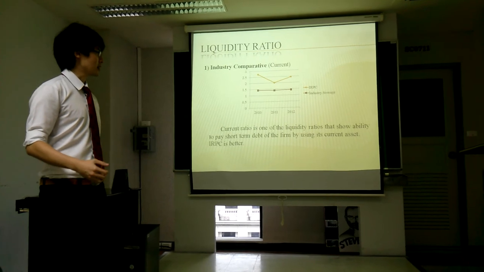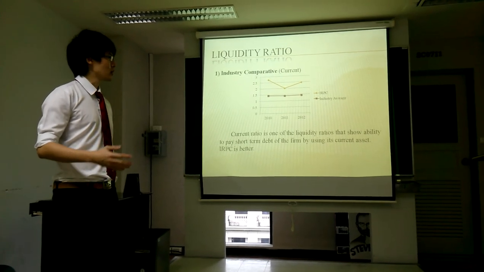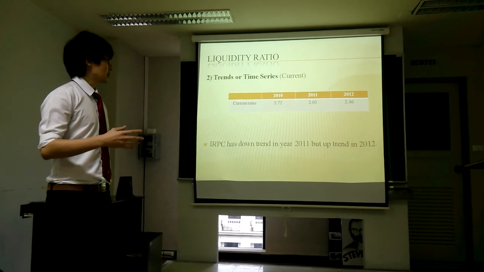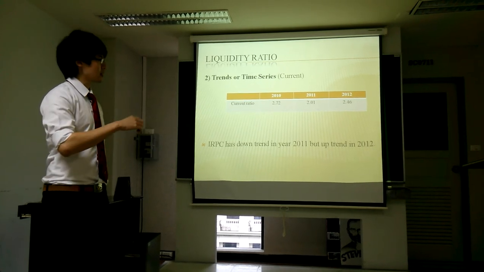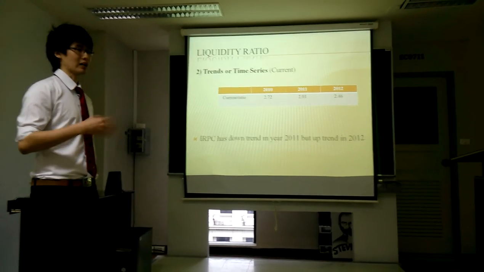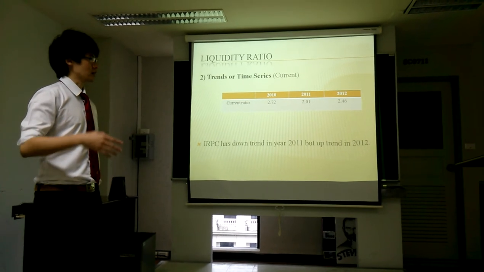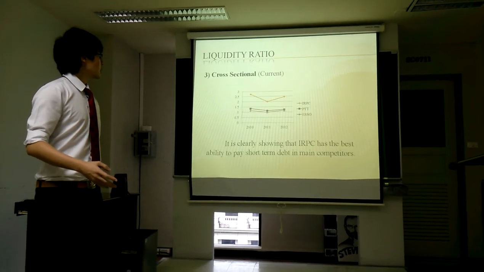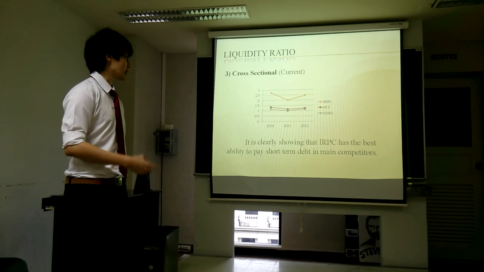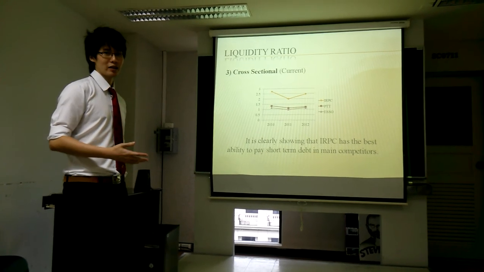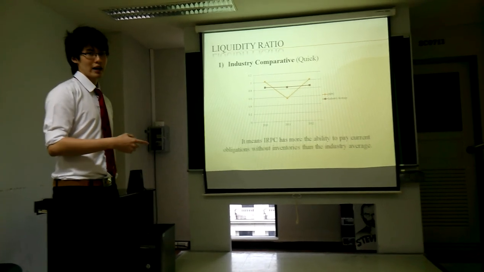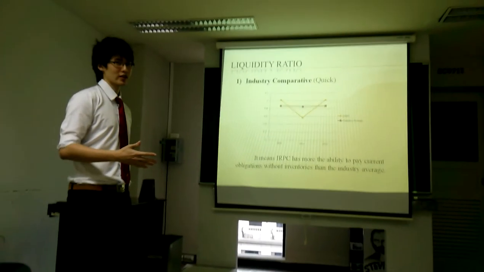As you can see, IRPC has a higher ability to meet the short-term debt obligation when compared with the industry outlet. And you can see that in the years 2010 to 2012. And in year 2011, you can see that it has lower ability in liquidity, but it is higher in year 2012. For cross-sectional, I use PTT and ESSO as the competitor companies to compare with IRPC. As you can see, IRPC has higher ability than both of them. And also in the quick ratio, IRPC has higher ability as well, even when they exclude their inventory.